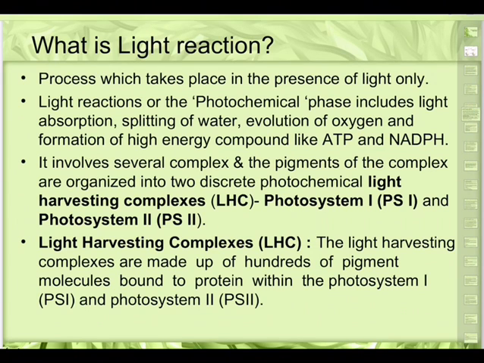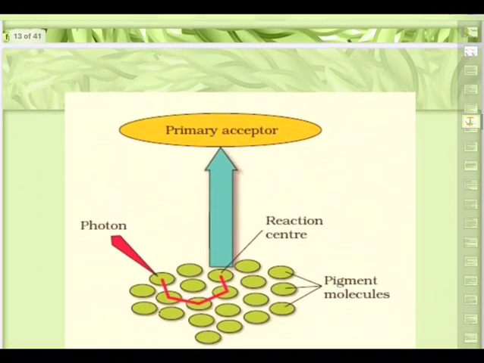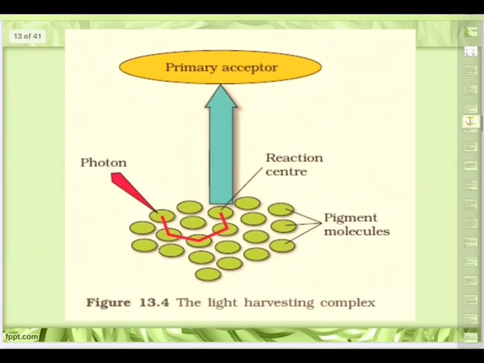It involves several complexes, and the pigments are organized into 2 discrete photochemical sites called light harvesting complexes. The light harvesting complex has 2 systems, PS1 and PS2, photosystem 1 and photosystem 2. Photosystem 1 is P700 and photosystem 2 is P680, indicating the 700 and 680 nanometer wavelengths. Light harvesting complexes, LHC.